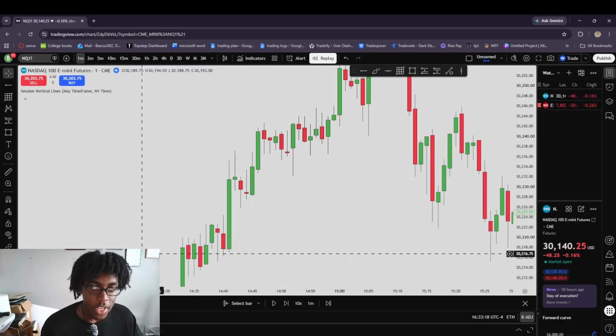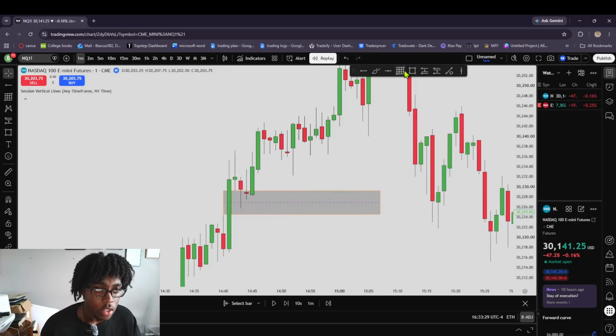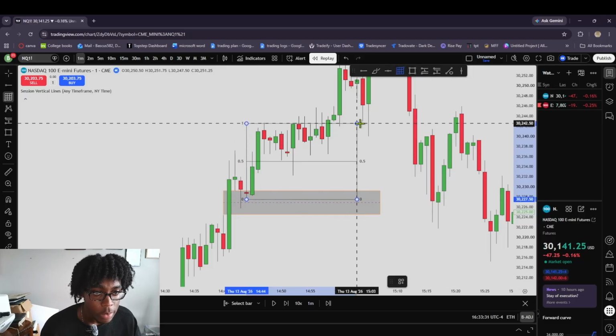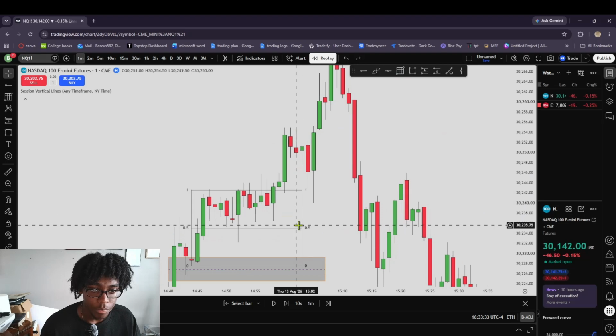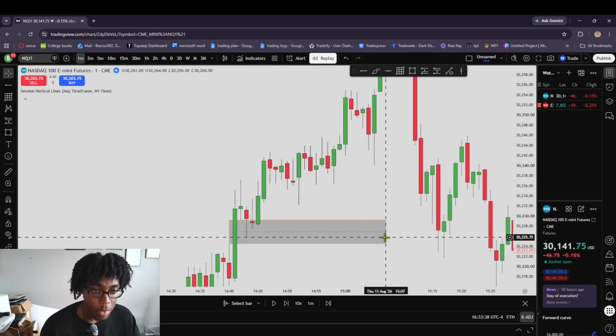All right, I do want to mention this because I'm not outright saying it, but it is an obvious thing. I just want to verbalize it though. This goes for all confirmations. So yes, this goes for inverse fair value gaps, this goes for regular fair value gaps, this goes for equilibriums, this goes for break of structures. This goes for any confirmation that you use, any confirmation that you can think of.